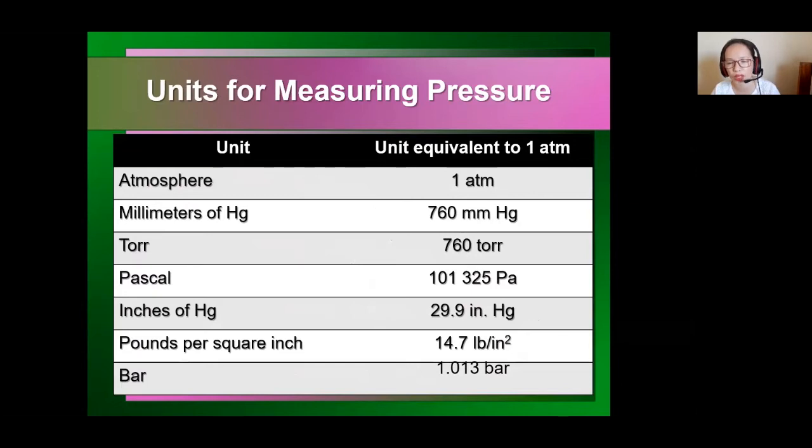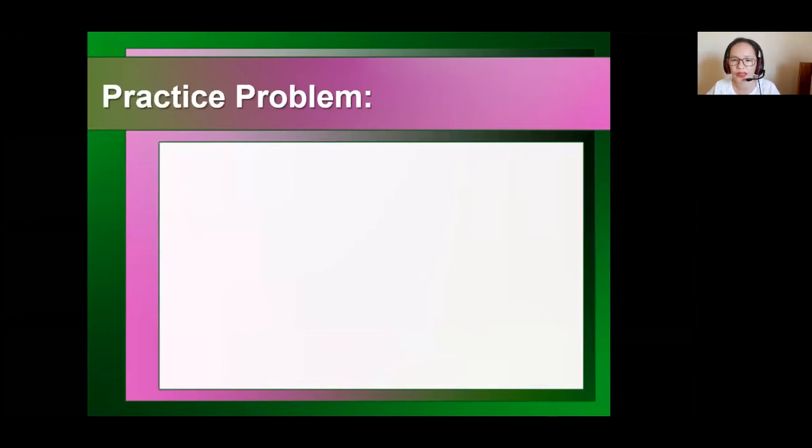In the International System of Units, we make use of Pascal. It's equivalent to 101,325 Pascal. And we also make use of inch mercury, and that is 29.9. For pounds per square inch it is 14.7. And another unit for pressure is 1.013 bar. So these are the common units that you will encounter in solving problems involving gases. Because we have lots of units of pressure, it's a must that you know how to convert one unit to the other.